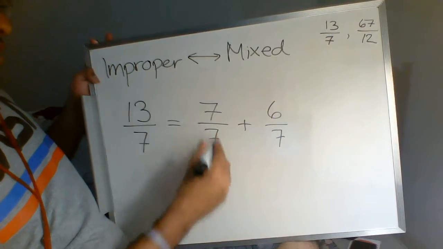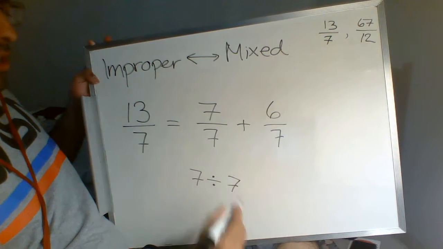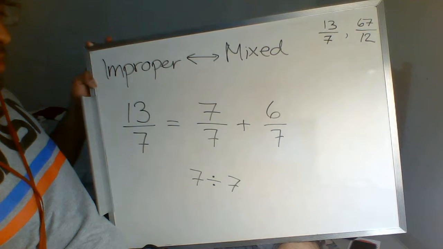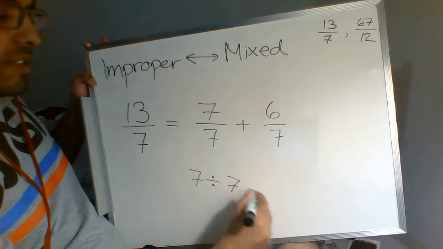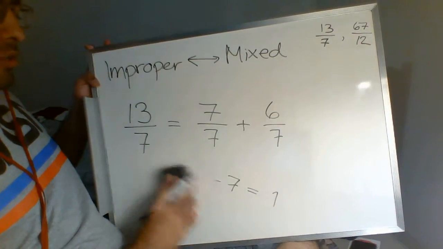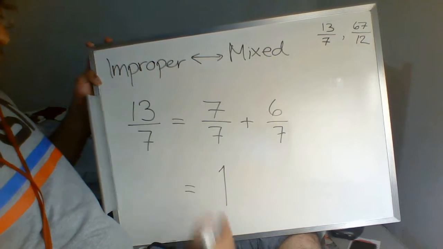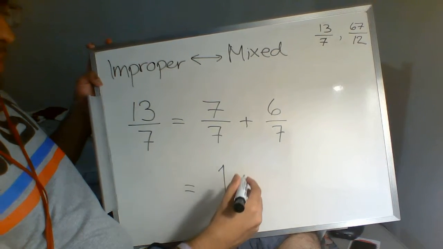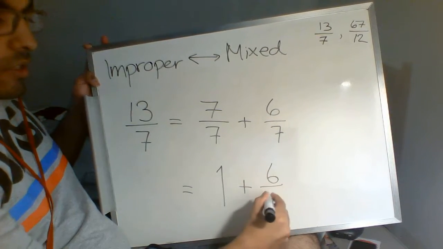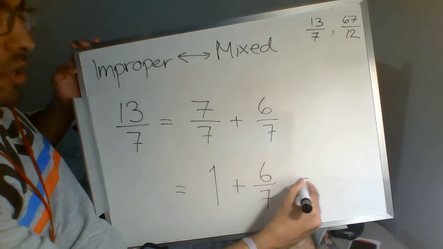And so this 7 over 7, remember that these fractions are the same thing as just dividing the top number, the numerator, by the bottom number, the denominator. So we get that 7 divided by 7 is just 1. So what I can actually do is replace this 7 sevenths with a big 1. Right? And then I've got 1 plus, and I'm left over with 6 sevenths over there. And you see that this is starting to look more and more like a mixed number.